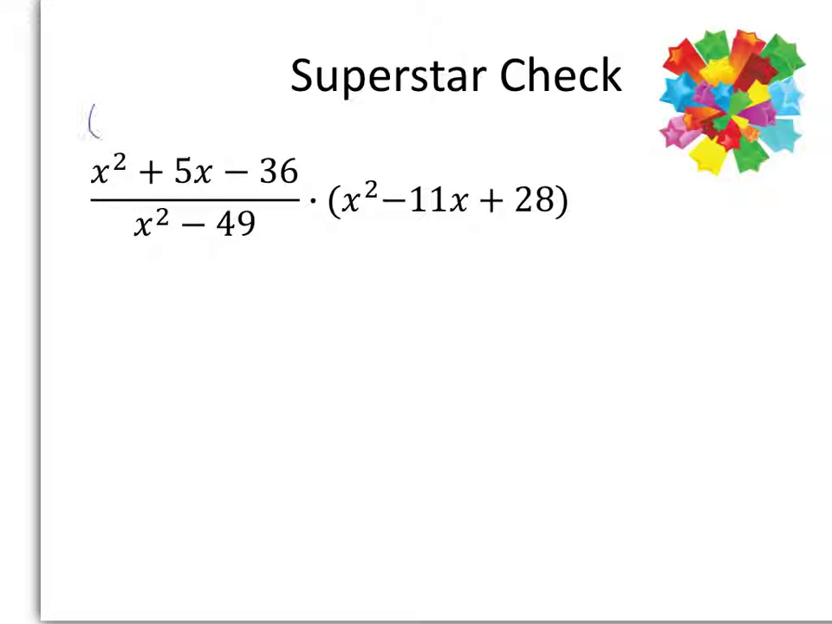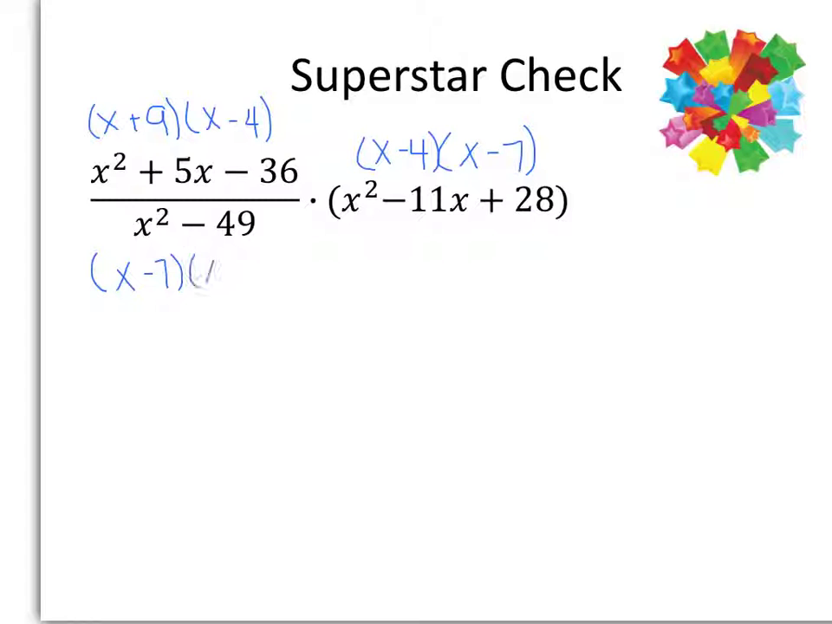So if you wanted to stop the video to work it on your own, you certainly are welcome to, and then check and see if you got it right. So on this one, (x plus 9)(x minus 4), (x minus 4)(x minus 7), (x minus 7)(x plus 7). So factor everything that can factor. Alright, these x minus 4s are both on top, so they can't cancel out with each other. They would just multiply together to make x minus 4 squared.